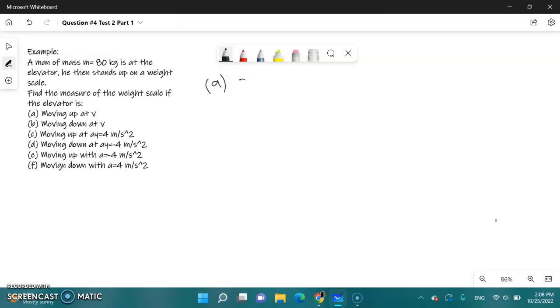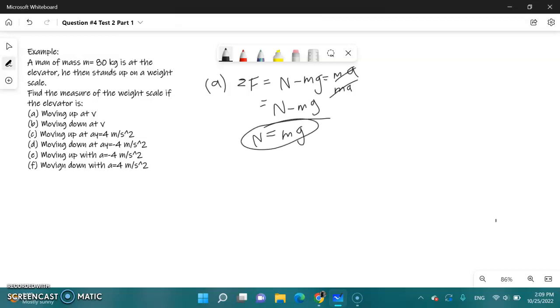To find this, we just have to find the sum of the forces, which are going to be N minus mg equals ma. And since we already know the acceleration is 0, since it's going at a constant velocity, we can assume that this is 0. So we'd end up with N minus mg, and if we move it over, we have a new equation, N equals mg. And this is the equation we're going to be working with.